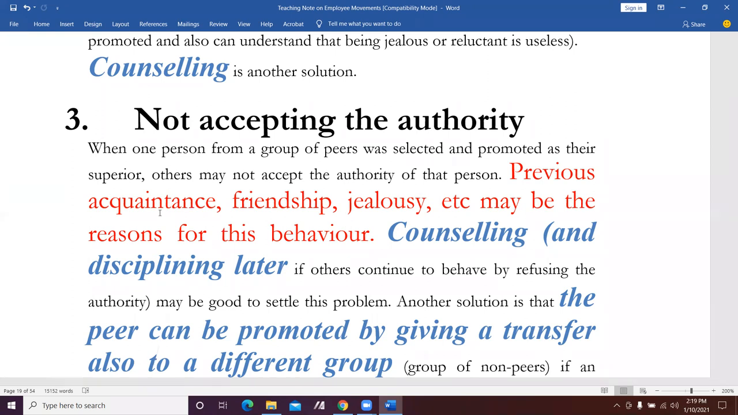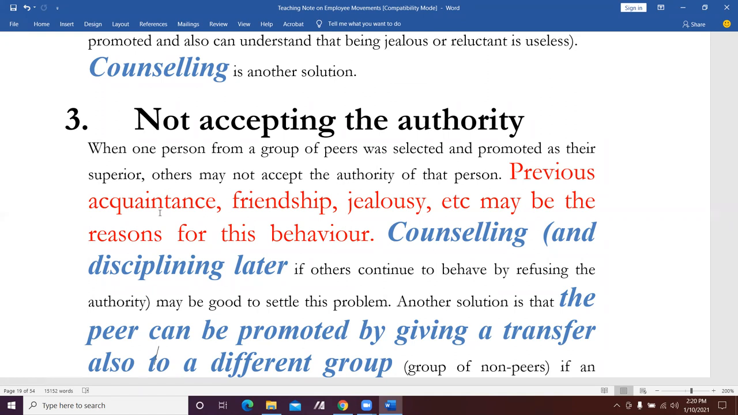Assume there were 10 people who had applied for the promotion. Assume you were promoted. Now you have to work as the superior to those 9 people. Are those 9 people going to accept you as their boss, as their leader? A question arises, a problem arises. Because of previous acquaintance, previous friendship, because of jealousy. These are the reasons for this behavior, not accepting the authority of the person who was promoted.